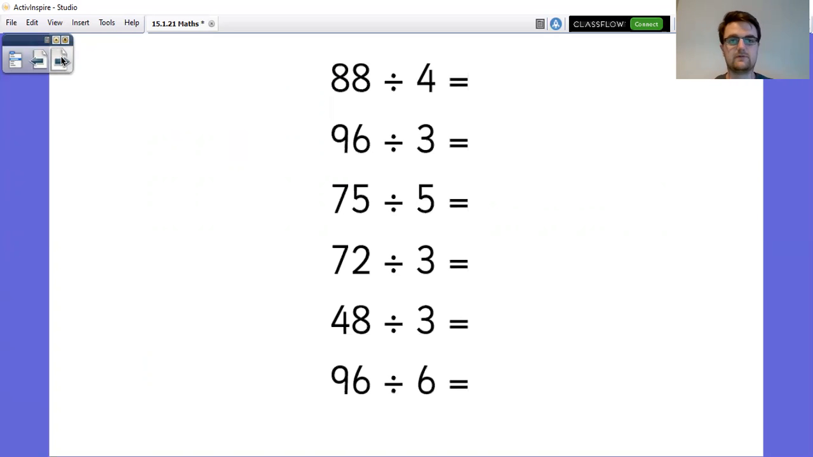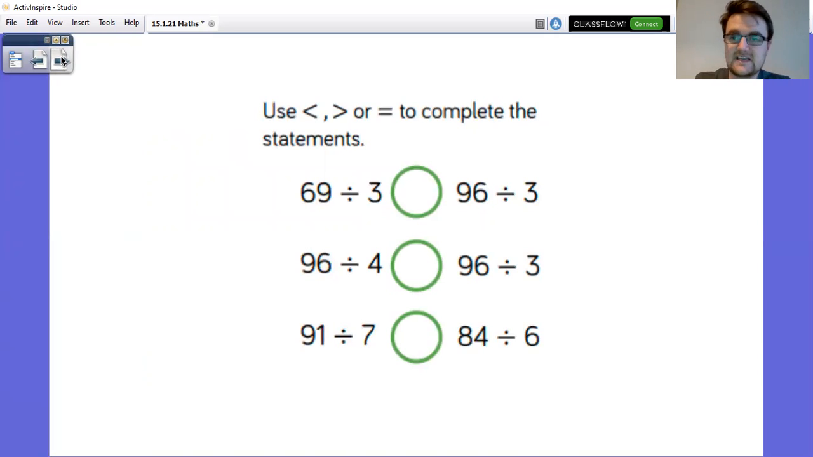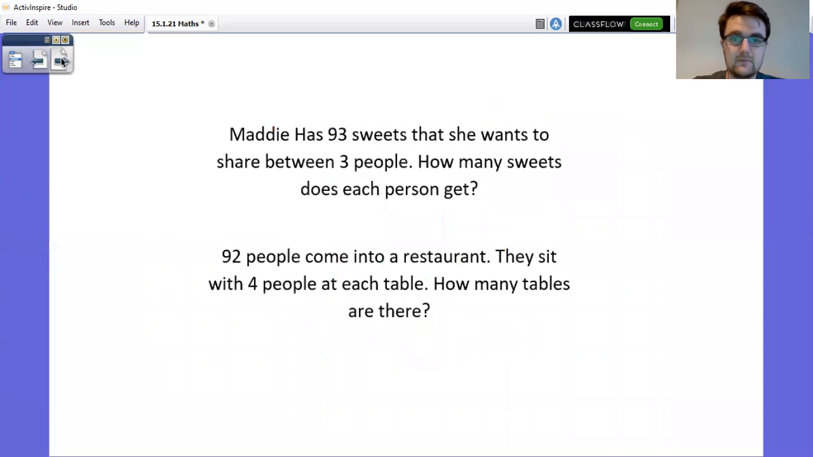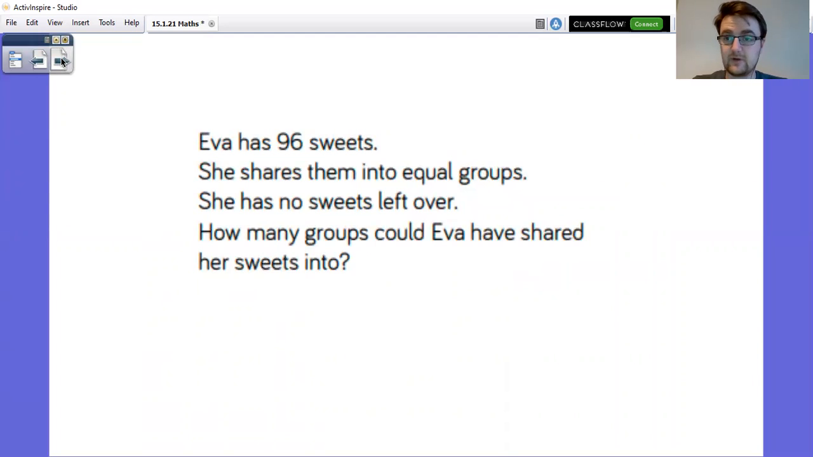So on the next slide, we've got 3 greater than or less than problems. Now, the reason for that is that you end up having to do 6 division sums to work out the answer on both sides, and then you have to apply your knowledge of that to fill that symbol in. So have a go at using those. Please make sure that you're showing your working for both sides. And then we've got a couple of word problems as well. And finally, a bit of an open-ended challenge.